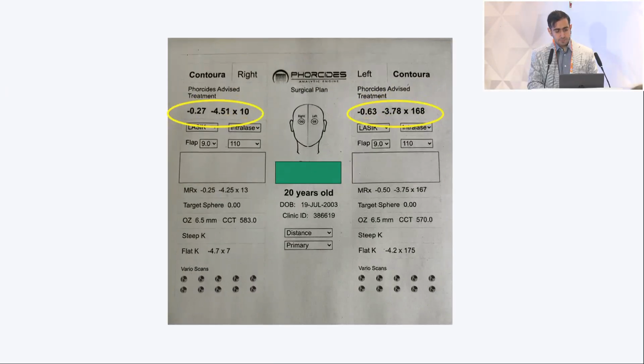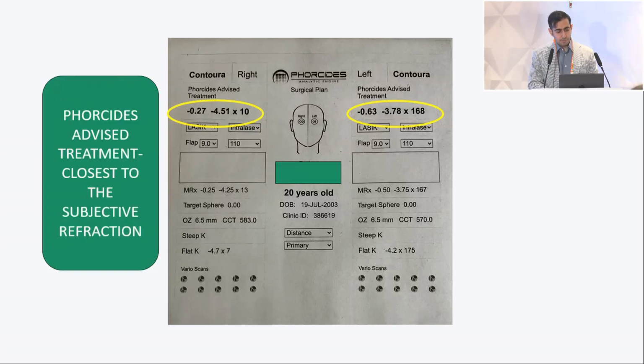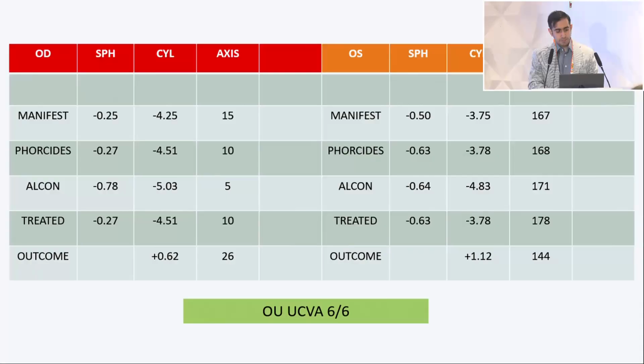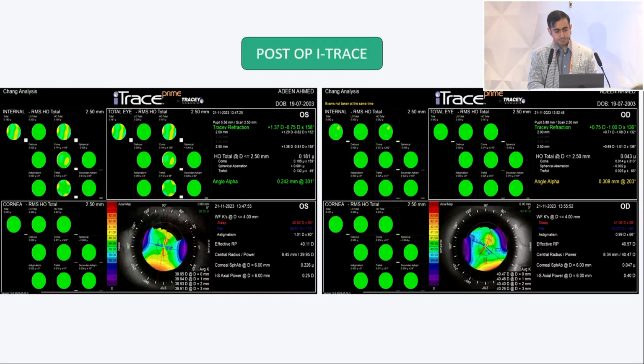So here again we looked at the Faucetti's planning system. This is the composite that it gave. The axis of the cylinder was generally matching closest to the subjective refraction, and that is what we finally went ahead with. And this is just a summary of the two. This outcome you can see, we ended up with a 0.62 plus cylinder at 26 degrees in the right eye. The left eye was a little bit off that treatment. However, the patient did have 6/6 in both eyes.